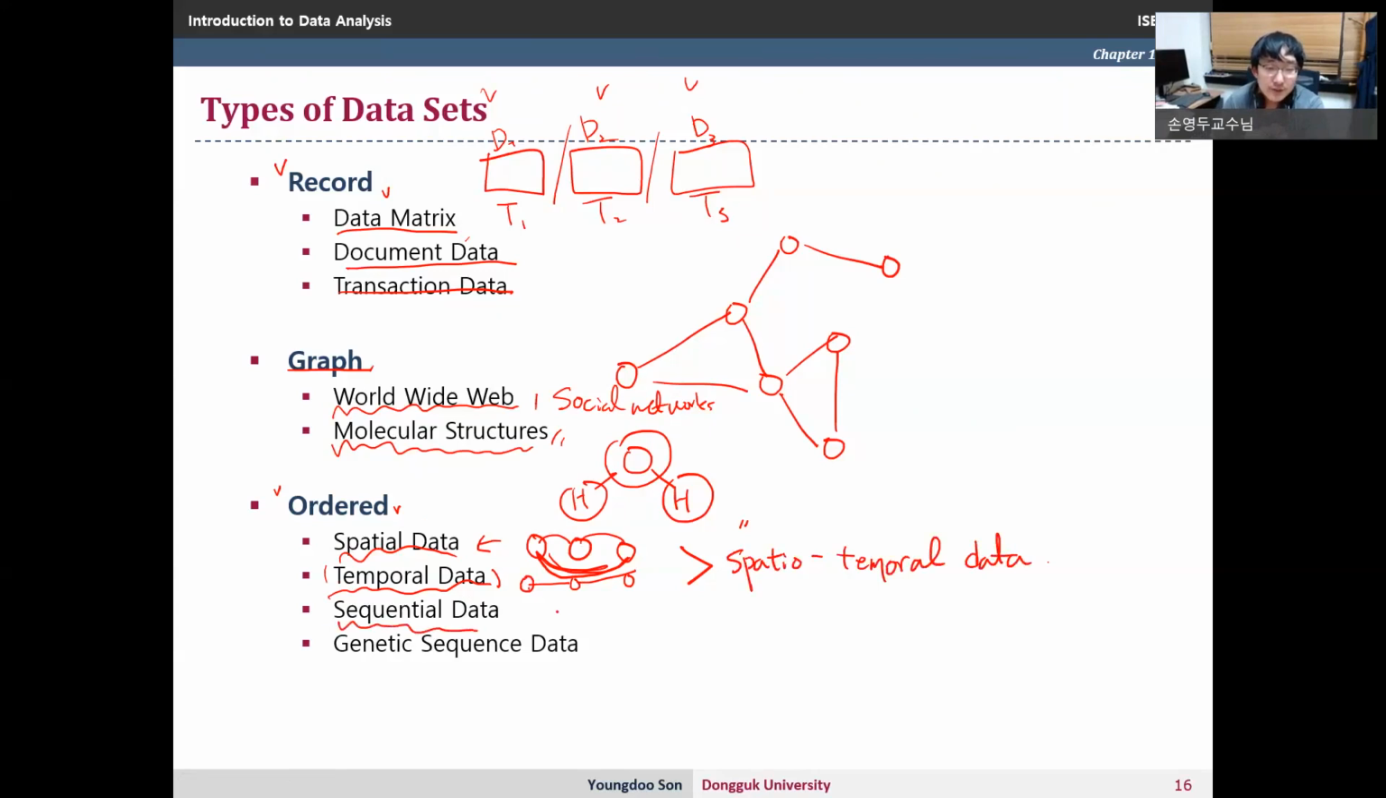And sequential data are also similar, but they have sequences. This one is given after this one, is given after this one. They have some order. We call this data sequential data. Genetic sequence data is an example of sequential data. We know, for example, the structure of DNA: there are A, T, C, G, and so on, and they have these sequences. So this genetic sequence data is an example of such data.